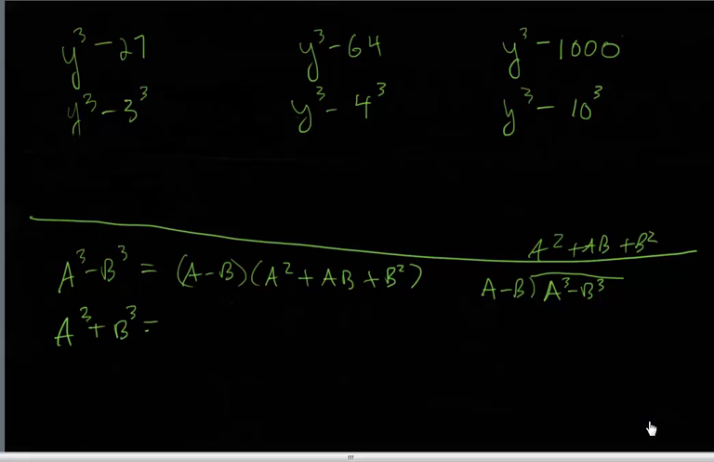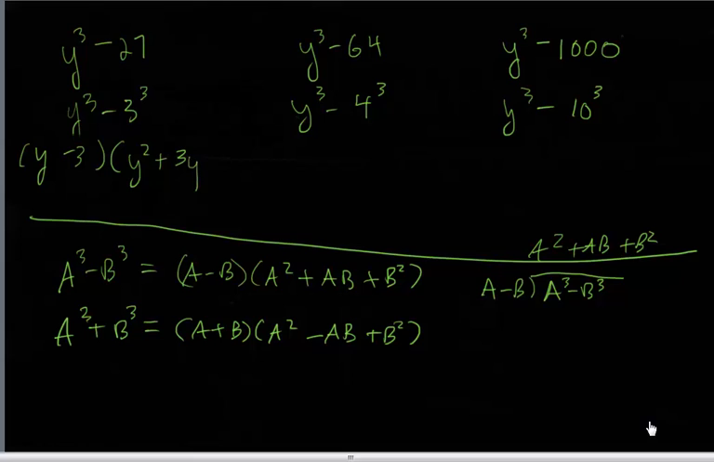Anyway, we also have the sum of two cubes, which also can be factored. This one's a little different. It's a plus b and a squared minus ab plus b squared. And it can be verified using the division here, but this time dividing the a cubed plus b cubed by a plus b. Anyway, up here now we have the difference. So this one will factor, it's just a matter of identifying these perfect cubes. This will be y minus 3, and this will be y squared plus 3y plus 3 squared, which is a 9.